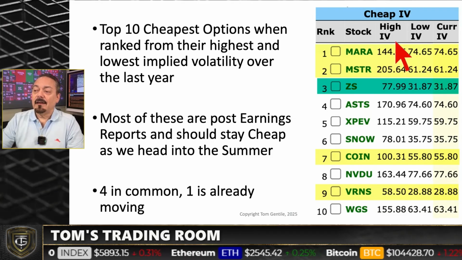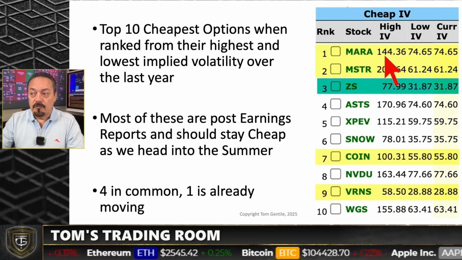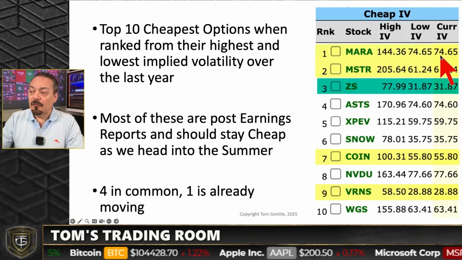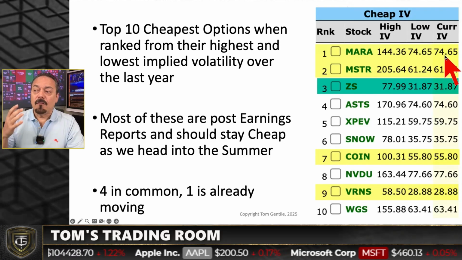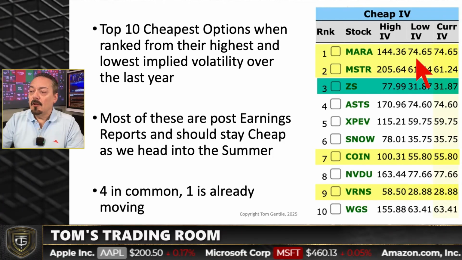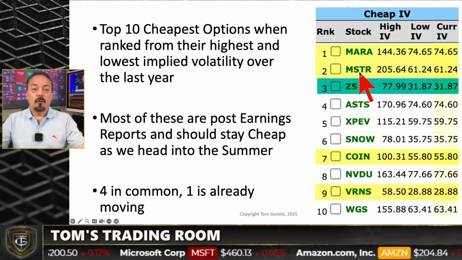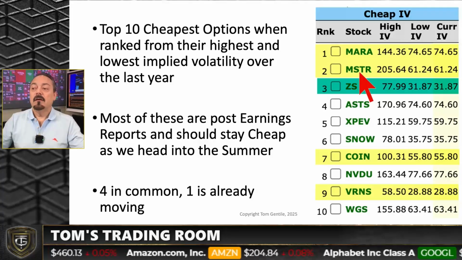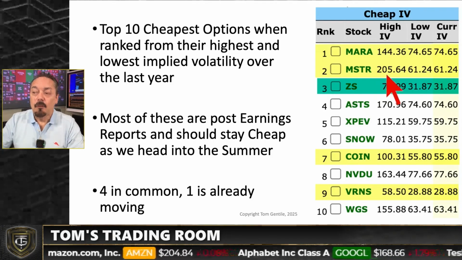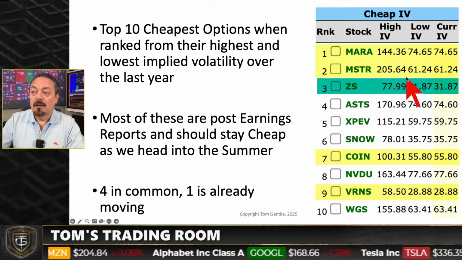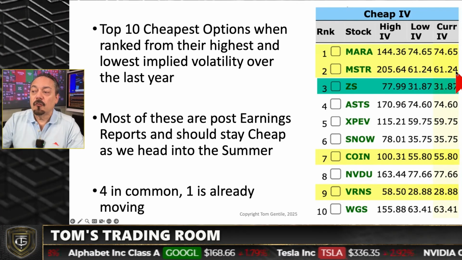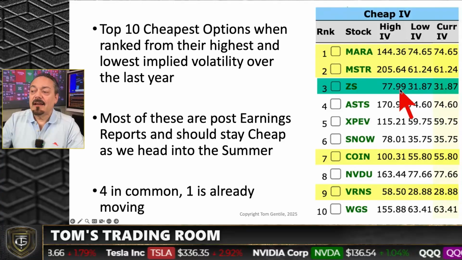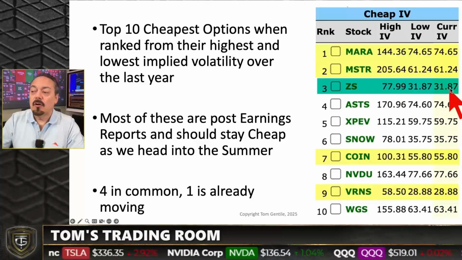MARA. If you look at the high in the last year, it's been at a 144 in terms of implied volatility. The low has been at 74.65. And look at this. The last, as in current implied volatility, is equal to low. Same thing with MicroStrategy. Now, you might say, well, MicroStrategy's backed off in price. Yes, it has, but it's also backed off in implied volatility. It was at a 205 in the last year on the high side. 61.24 low, 61.24 last. All right, Zscaler, 77.99 high, 31.87 low, 31.87 last.